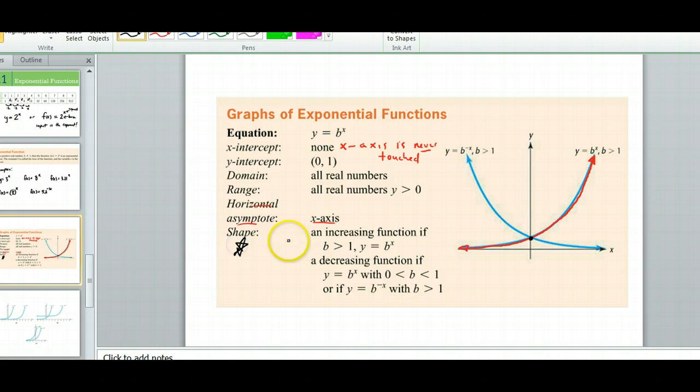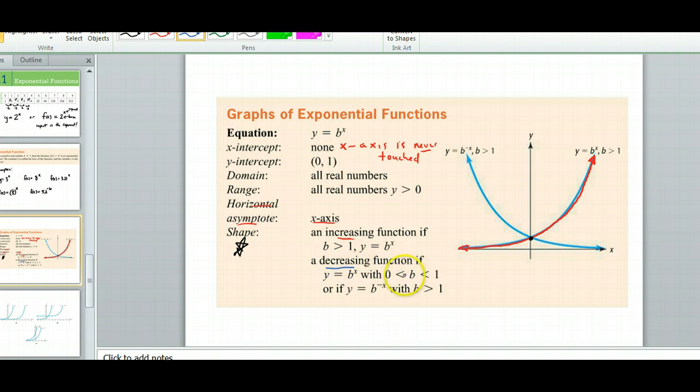Alright, and then this is the important part. This is why we have two graphs. It's increasing, that's the red, if b is greater than 1. So if we're talking about 5 to the x, 3 to the x, 2.1 to the x, like we've been seeing, they're all going to have this same basic shape where it's always going uphill, left to right. Alright, but it's decreasing, that's the blue one.